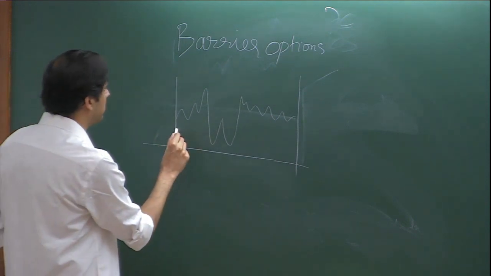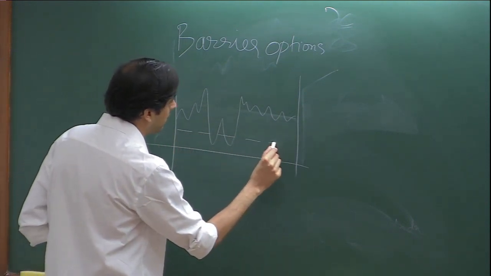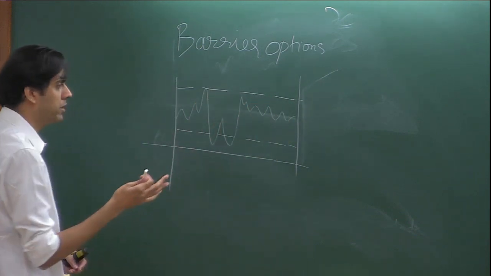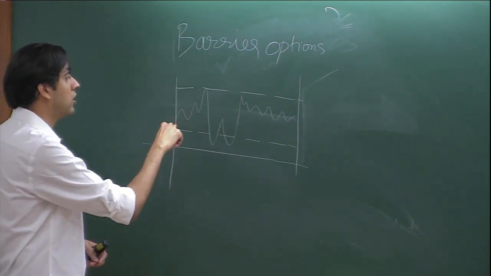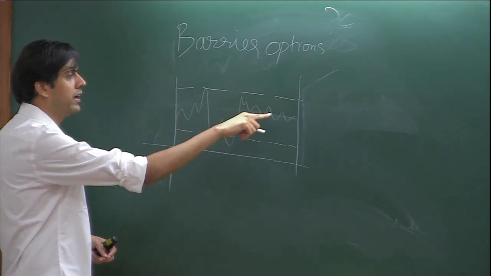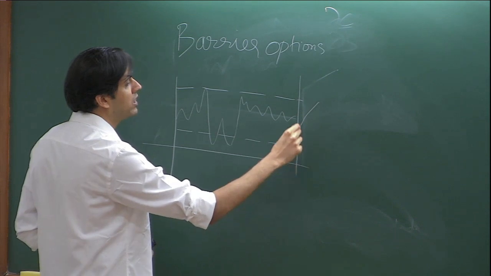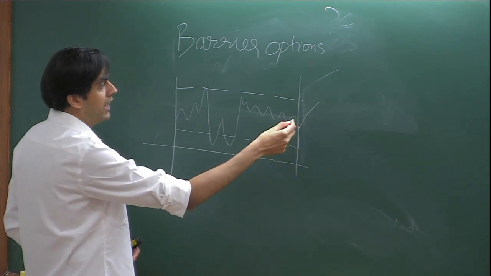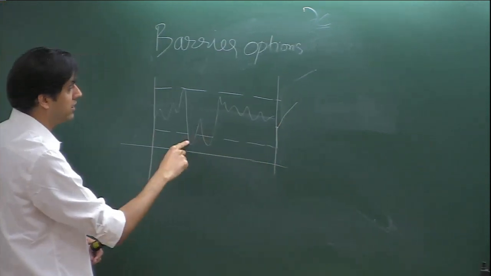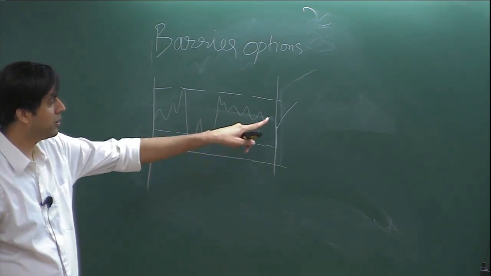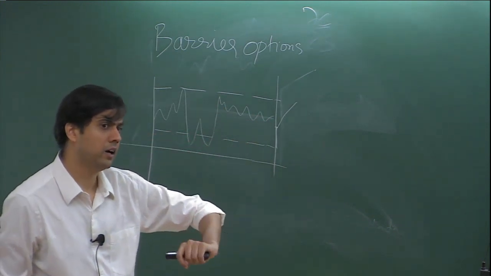So you would have two boundaries, a lower and an upper boundary, and if the stock remains between these boundaries and is greater than K at this point, then you will get a payoff, else your cash flow is going to be zero. So in this case, because it has crossed this boundary, the cash flow is going to be zero at this point, even though it has entered the in-the-money region.